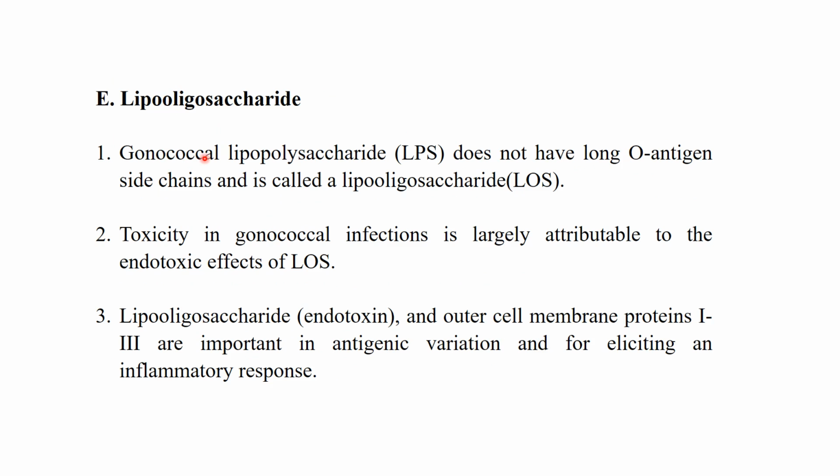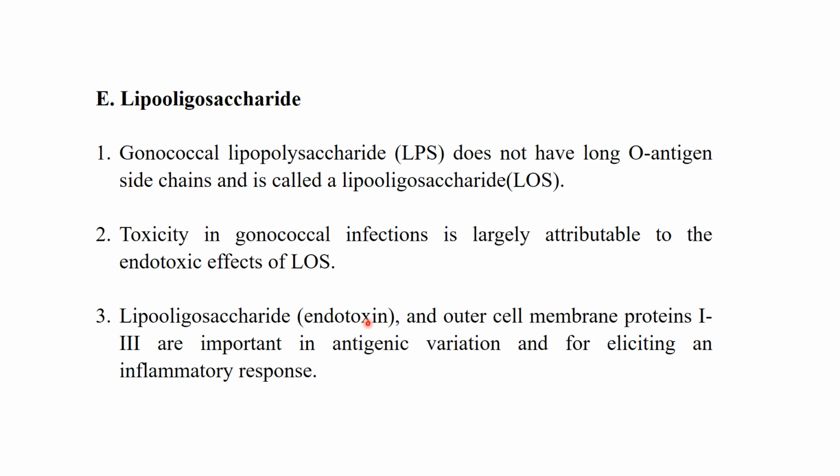Lipo-oligosaccharide. Gonococcal lipopolysaccharide does not have a long O antigen side chain and is called the lipo-oligosaccharide. As we discussed, its sugar moiety, its sugar content, is short, that's why it is called the lipo-oligosaccharide instead of the lipopolysaccharide. It acts as an endotoxin. Toxicity in gonococcal infection is largely attributable to the endotoxic effects of lipo-oligosaccharide.